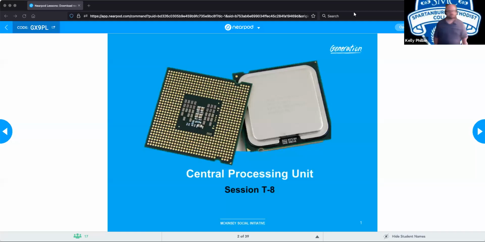All right, today we're going to be going over technical session number 8. I know we've only done 1 through 4 so far. Remember, we do jump around in these a little bit to more closely match the Coursera courses that you're going to be moving through over time. So today we are going to be talking about the central processing unit.